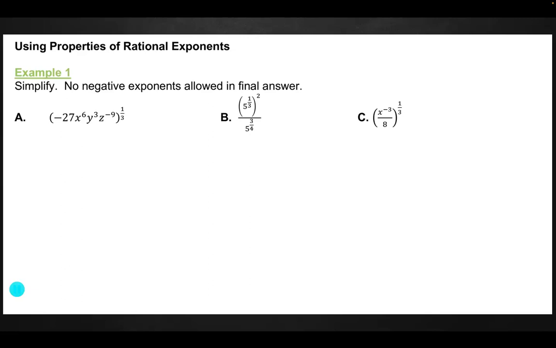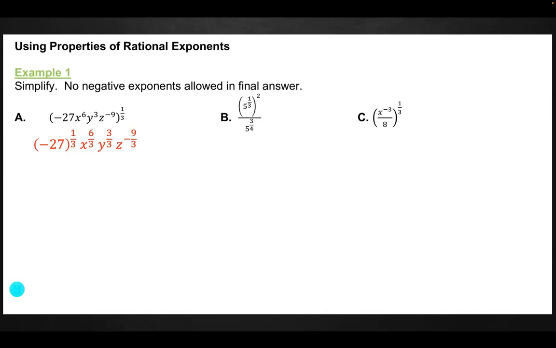So we're going to simplify this. We don't want to have negative exponents in our final answer. So again, notice that I have a -27. I have multiple variables. Those each have its own exponent, and that whole product is being raised to a power. So I'm going to take each of those exponents and multiply it with the exponent on the outside, which is 1/3. So I have -27 to the 1/3.